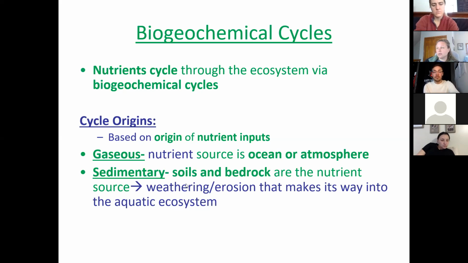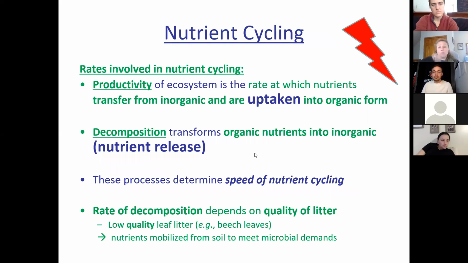And when we think about those nutrients moving through our system, they are defined by and moving through two different processes. These are the two processes that are really important, and in this lecture we're going to focus on what makes those processes go faster or slower. So the first one is productivity. Think about making things, right?